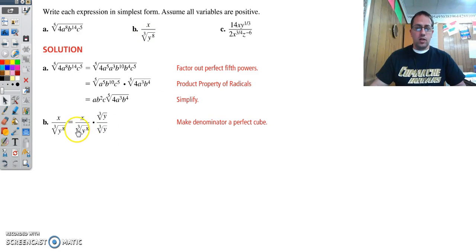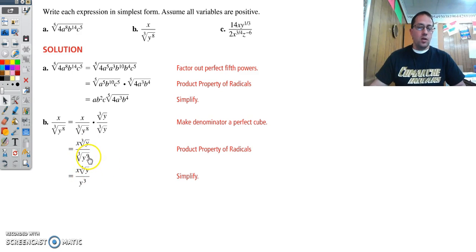So that's what we do. We take the cube root of y to the 8th times the cube root of y, and that gives me one more cube root of y, which is going to give me a total of cube root of y to the 9th. Right? Now remember, anything you multiply the denominator by, you've got to multiply the numerator by the same thing. So we're going to have that. So we have cube root of y to the 9th. We have x cube root of y on the top. This can't simplify. But this, the cube root of y to the 9th, is y cubed.